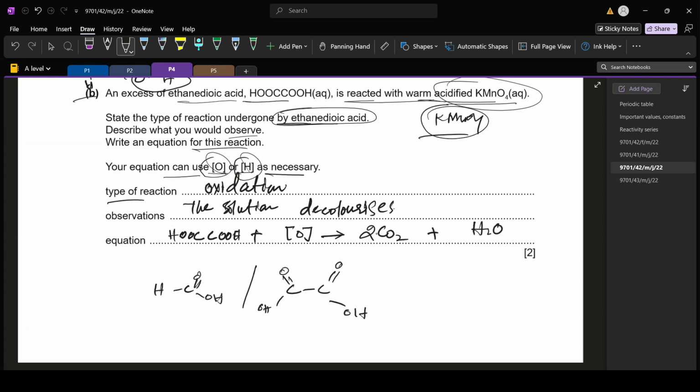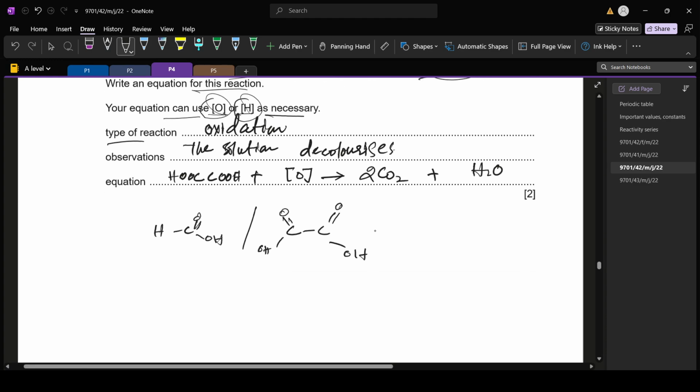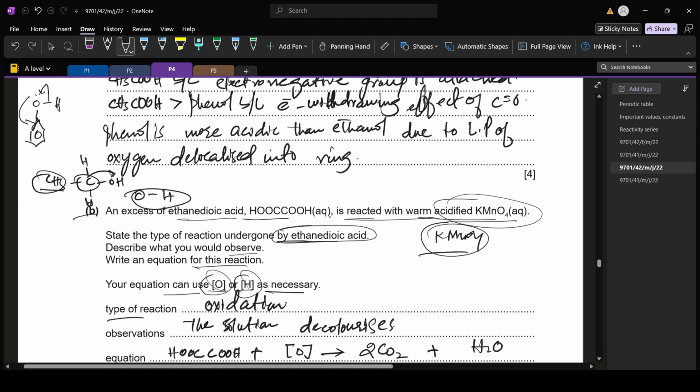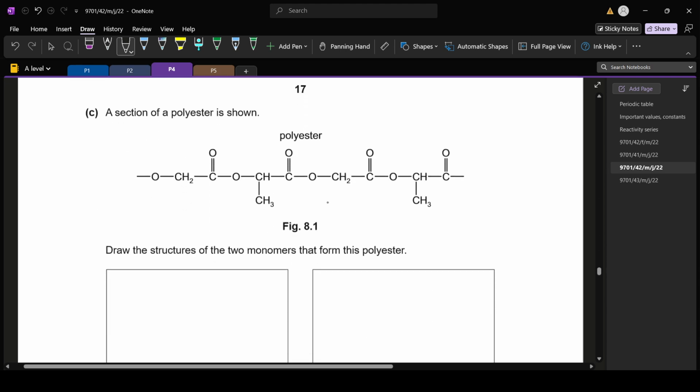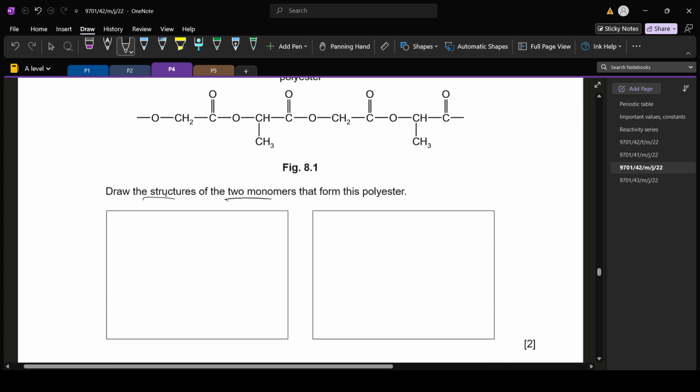And this is your equation. Now moving towards the next part. Part C, a section of polyester is shown. Draw the structures of two monomers that form this polymer.